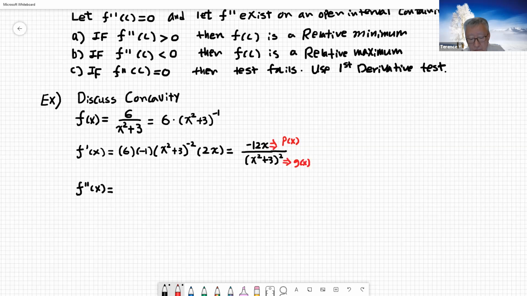So we're just going to follow the rules of the quotient rule. And so that means g of x, what do we have? g of x means I have x squared plus 3 squared times p prime of x. So the derivative of minus 12x, we get minus 12. Let me write this here. So this is going to be g of x. This is going to be p prime of x.